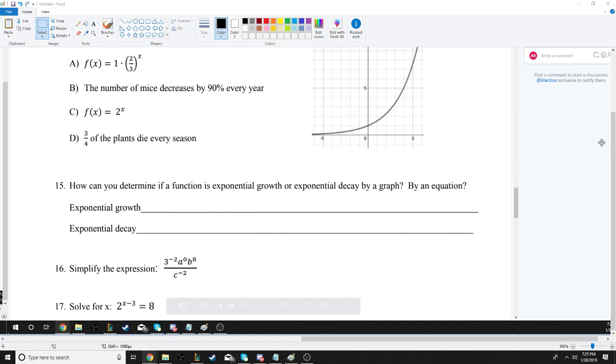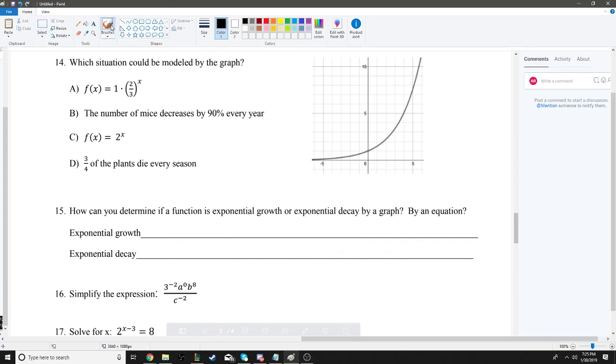Which function represents the graph? So look at the graph. Notice that it is going up. That means it's growth. This is a decay function because 2/3 is less than 1. The top number is smaller than the bigger number, bottom number. Mice decrease, that's not growing. If you put this as a fraction 2 over 1, 2 is bigger than 1, so this is growth. And when plants die, that means you're getting smaller. So the answer is C.